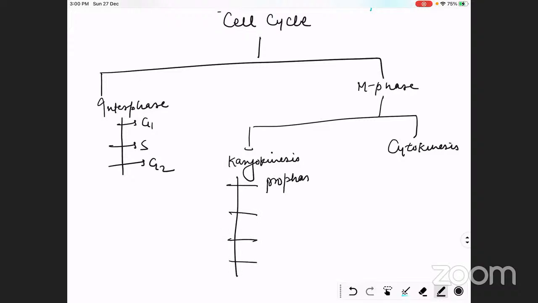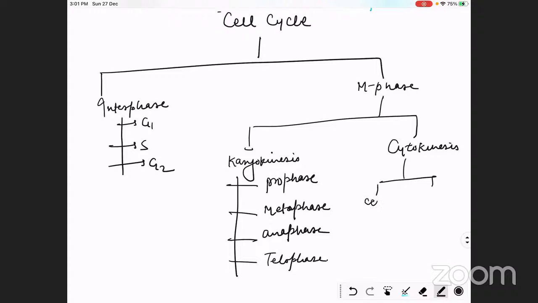prophase, metaphase, anaphase, and telophase. Cytokinesis is again divided. Cytokinesis is of two types: cell plate method and cell furrow method. Okay, we'll talk about them in the coming explanation. Okay, so we'll start with the G1 phase of the cell cycle.